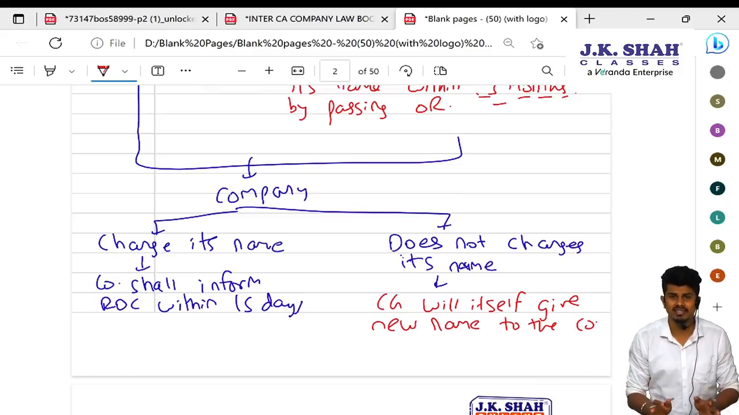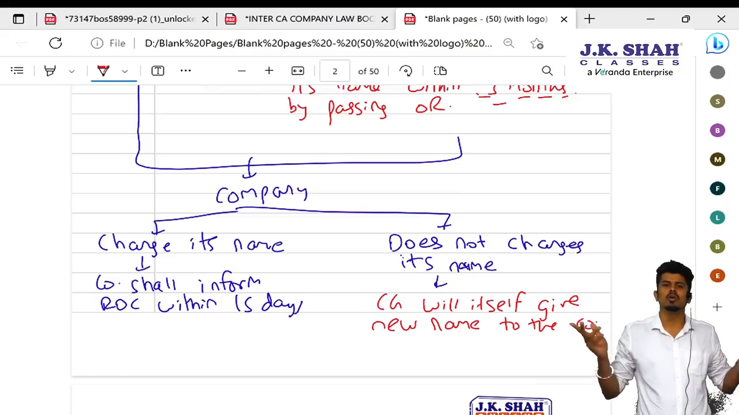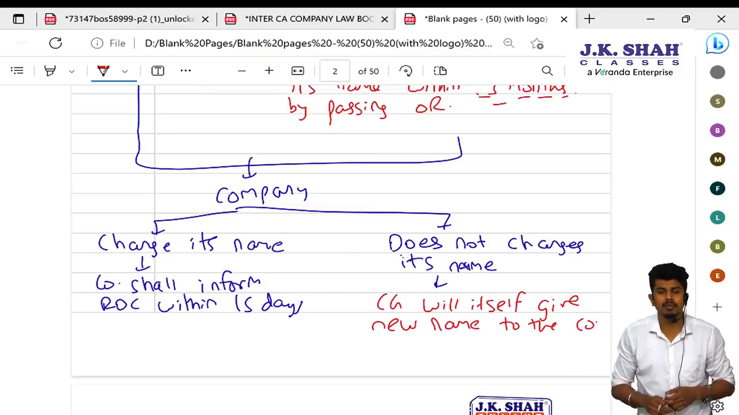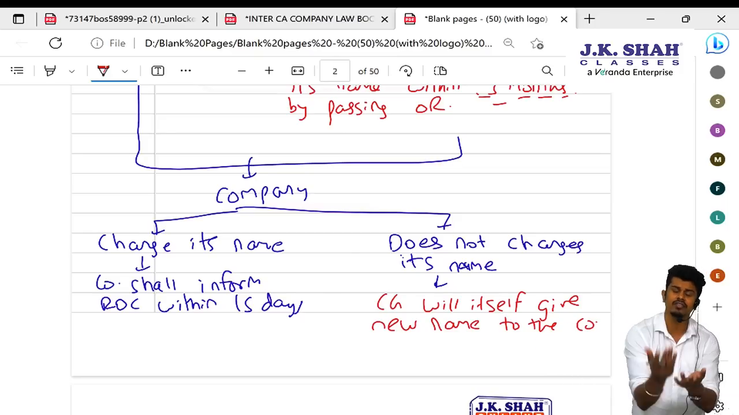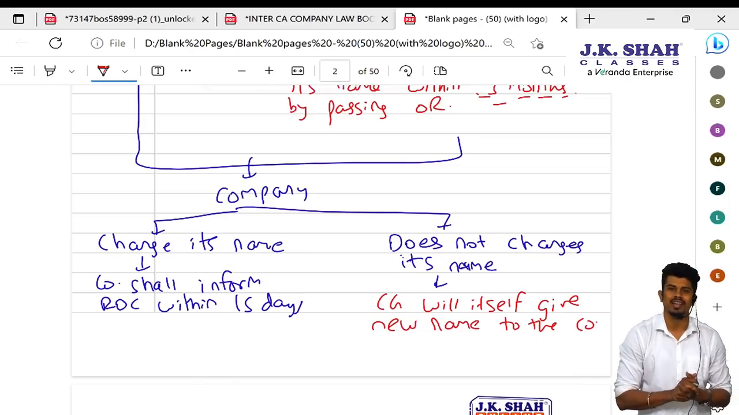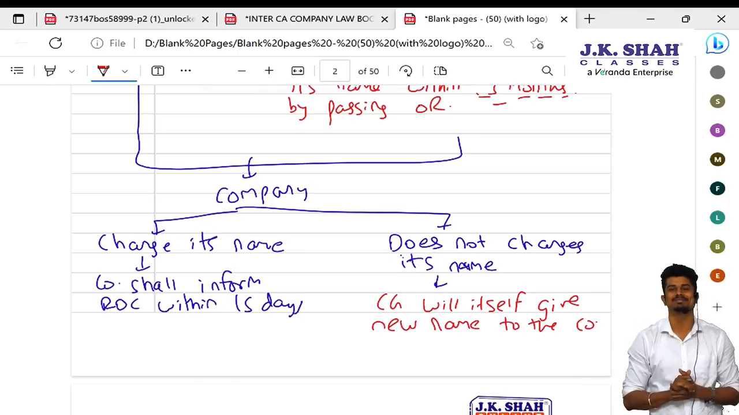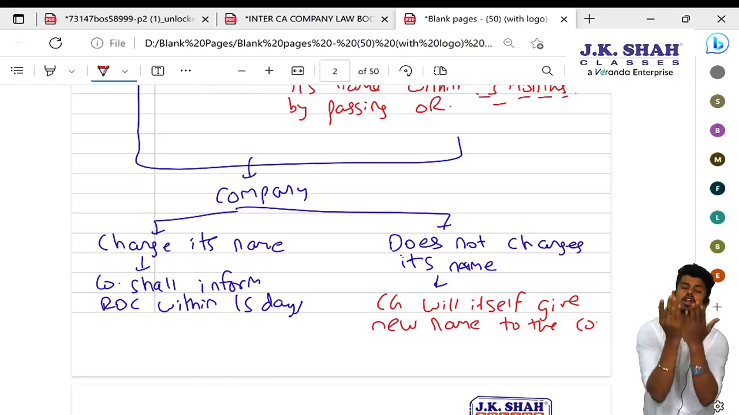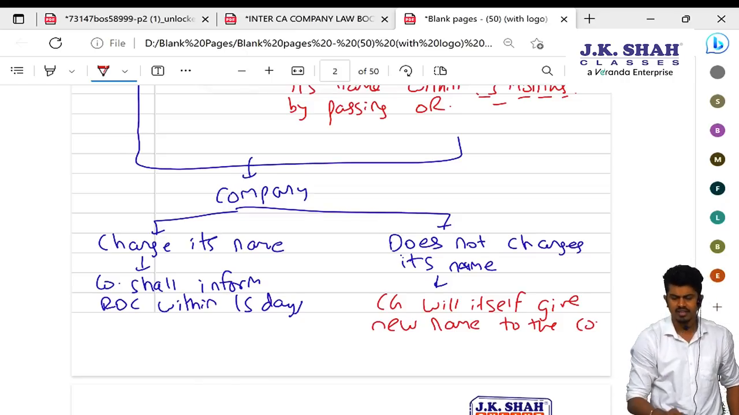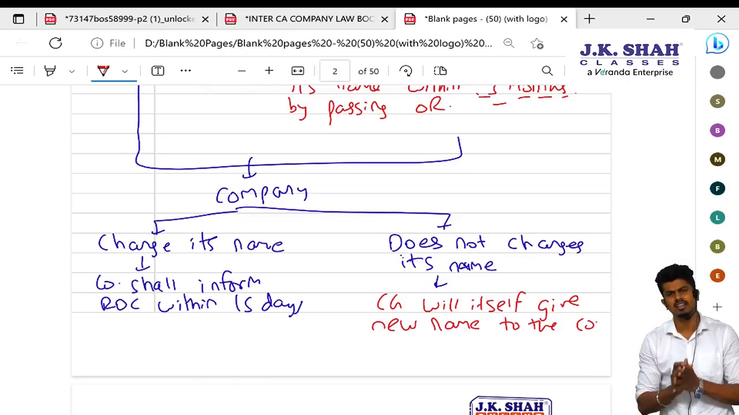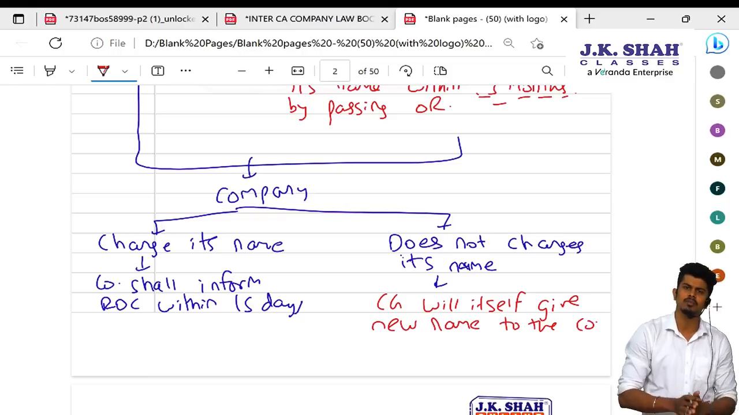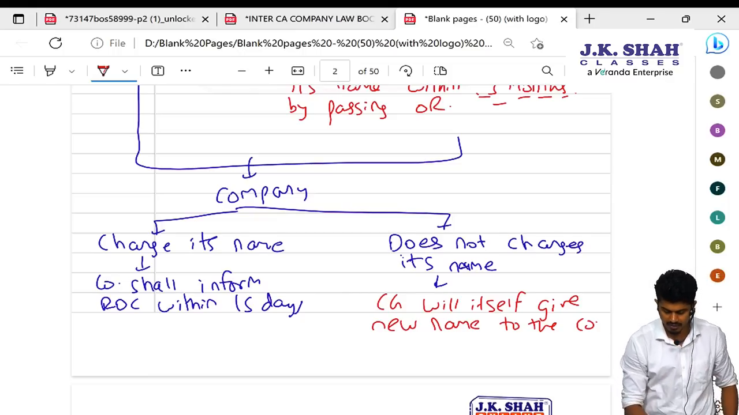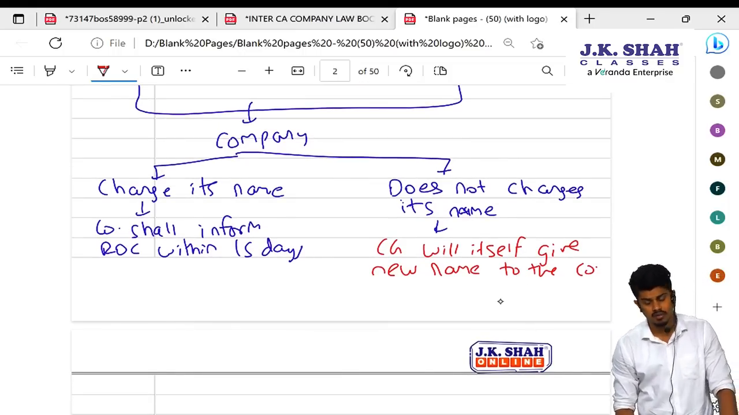Central government has simply said that if you do not change your name, okay, we have something called as Mentos Zindagi. It means we ourselves will give new name to you. And now you'll have to follow that new name. However, if you do not like new name given by us, you can always change your name as per section 13, that is alteration of name clause in memorandum of association. A yes or no? Easy, simple. So central government will itself give new name to the company.